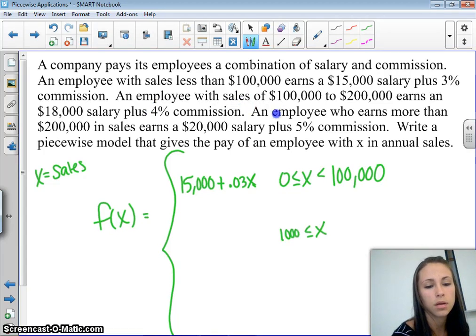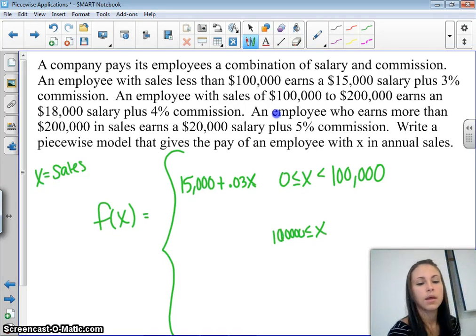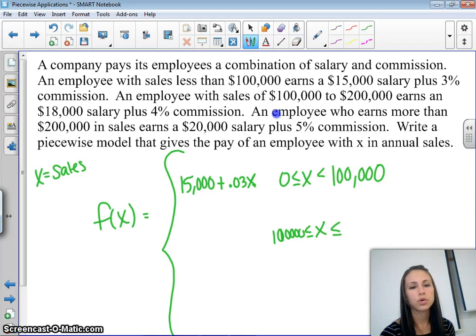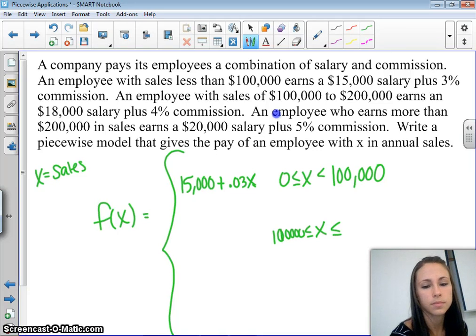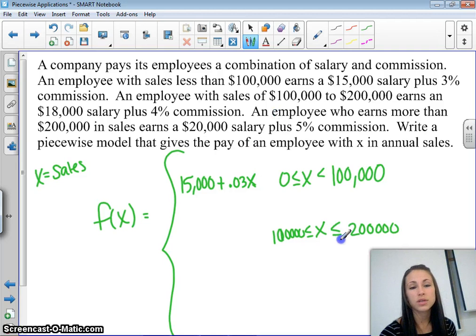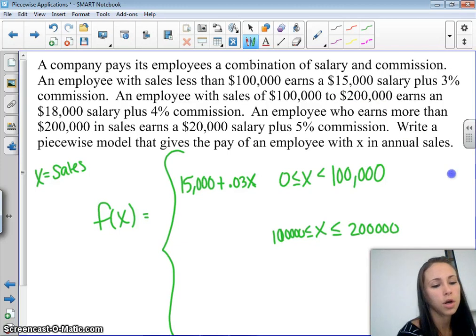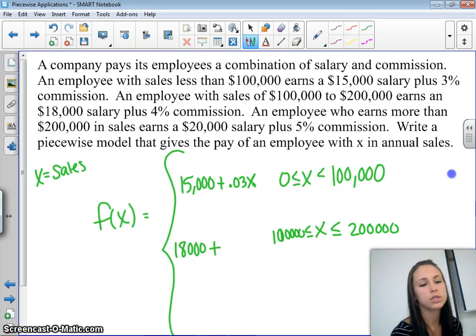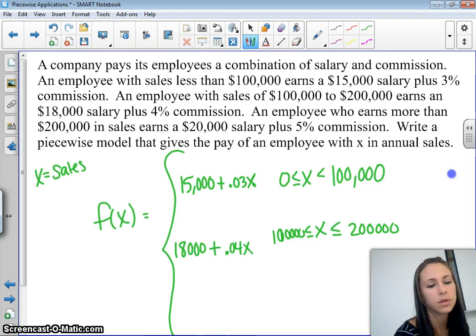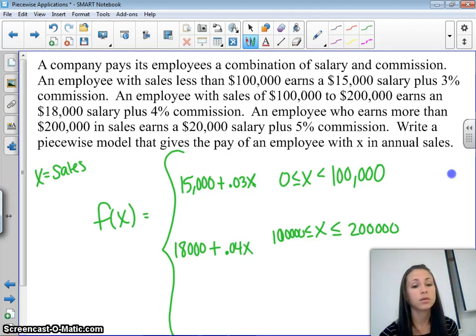Now, if my sales are between $100,000 over here, and then up to $200,000. And so I need an or equal to on this also, because it says with sales of 100,000 to 200,000, so it can go all the way up to 200,000. I'm going to earn an $18,000 salary plus a 4% commission of my sales that I make.